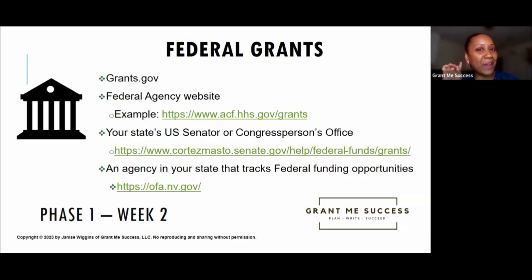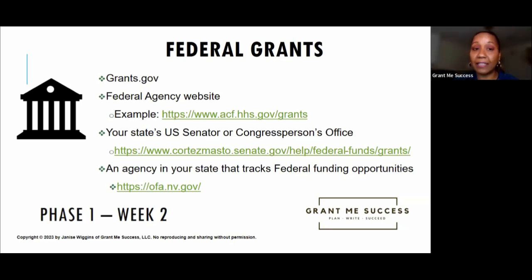And when I think about housing, if I'm looking at the federal level, there's an agency that's called HUD, right? The Department of Housing and Urban Development. So this is how you begin to know, where can I find grants for my specific service or program, okay?